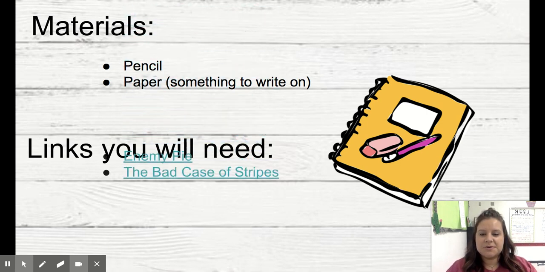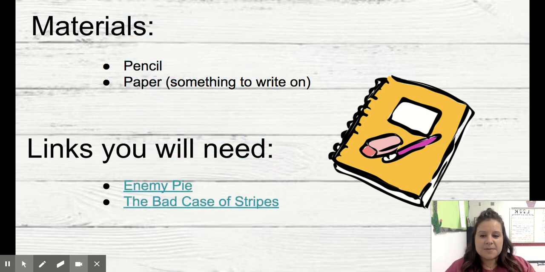We will also be using these links for Enemy Pie and The Bad Case of Stripes. Once you click on them, it will open up a new window where you will be able to listen to both of these books. Both of these links will be in that colorful document provided by your teacher, and I will tell you when to go back and click on them.